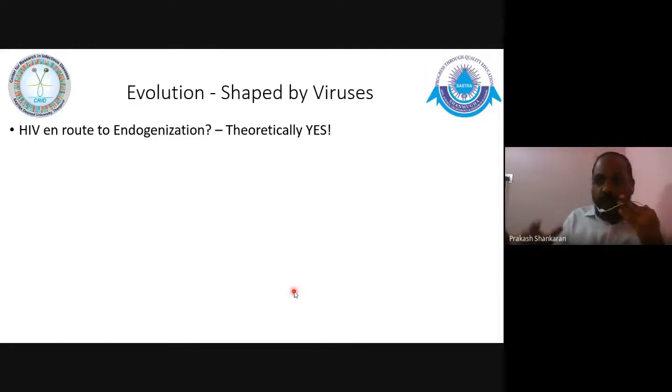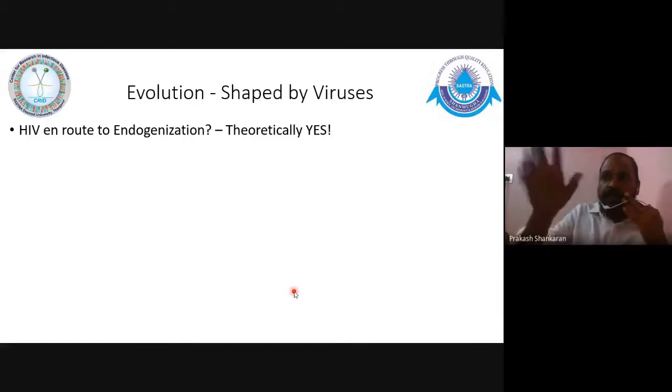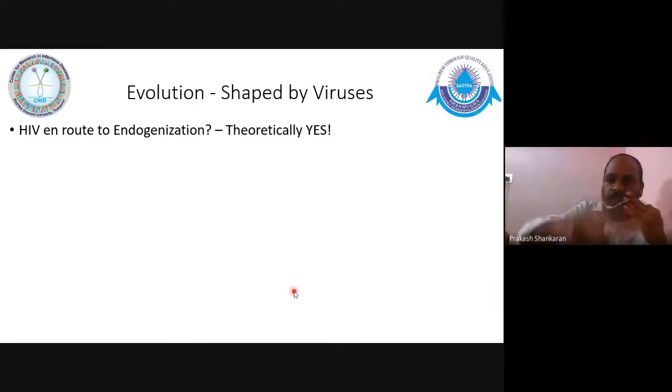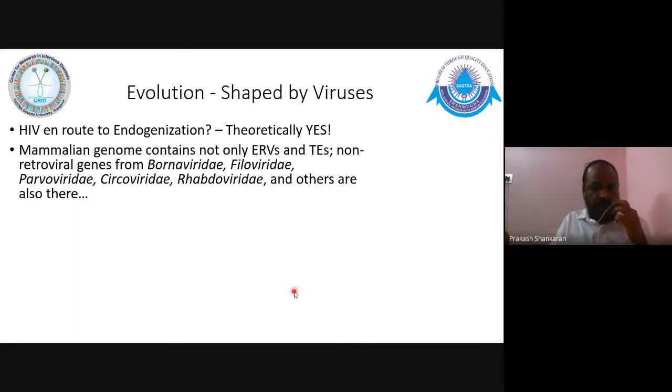For anything to be endogenized, to be made into our own, it has to happen in the sperm cells or in the egg cells. HIV has already been proved to infect spermatozoa. So if these genes are there, and sperm fuses with an egg, that will be there forever. So maybe it may take thousands of years or millions of years. After that, theoretically, yes, it is possible that HIV genes will become part of us and we will have resistance to HIV.